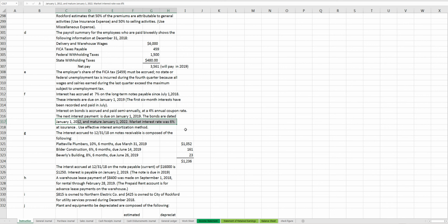So on December 31st, we're going to accrue the interest payment for January 1st of the next year. But basically, all the numbers will be the same. So how are we going to do it? If you remember, we have a very similar homework assignment. So what is the 2018 December 31st interest expense?